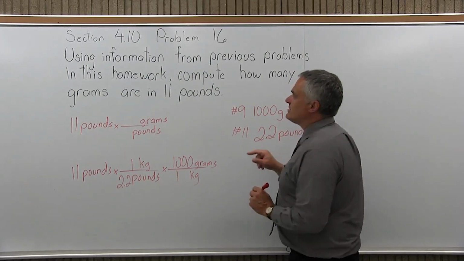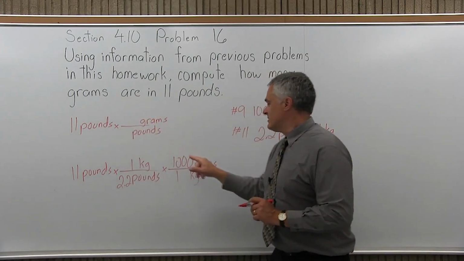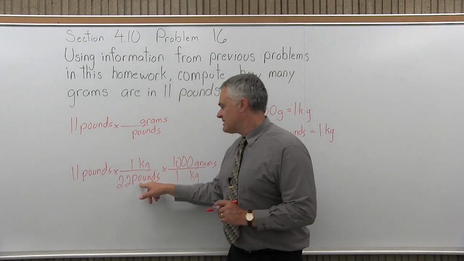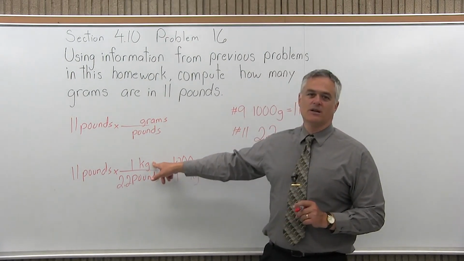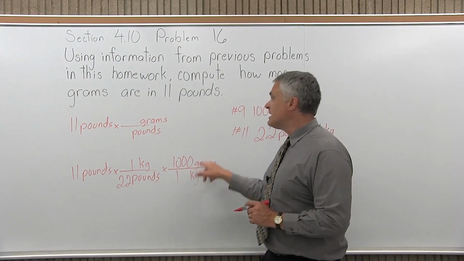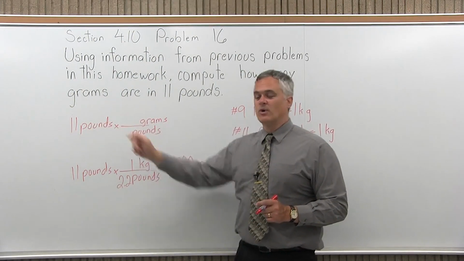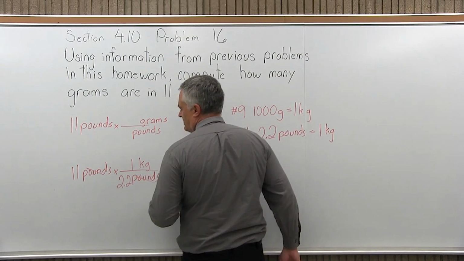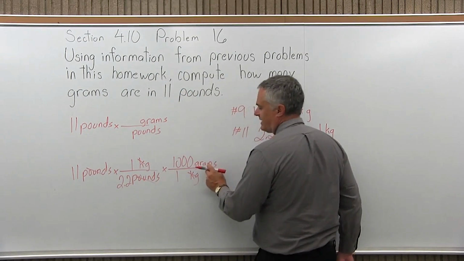So now the answer we want is in grams, and we found a way to get it in grams. We start with pounds. We cancel pounds, but to do that, we get it in kilograms. But then we can cancel kilograms and make it show up in grams, which is what we want. So when we do this multiplication, first pounds will cancel, then kilograms will cancel, and I'll have it in grams.